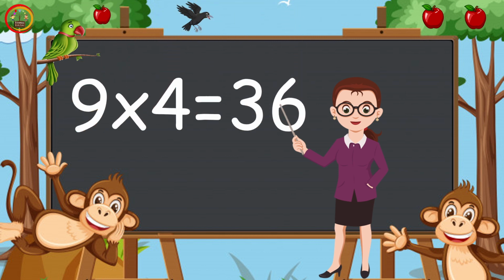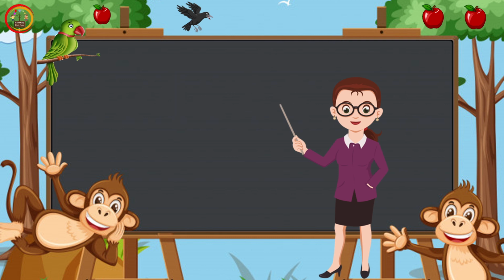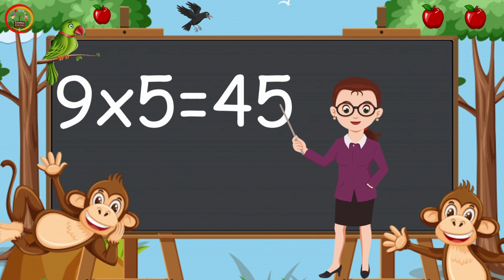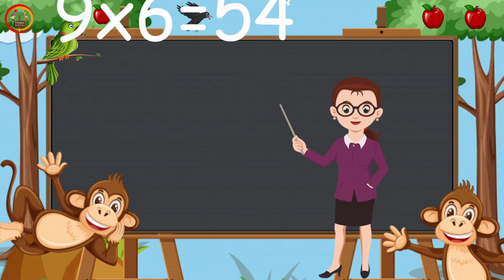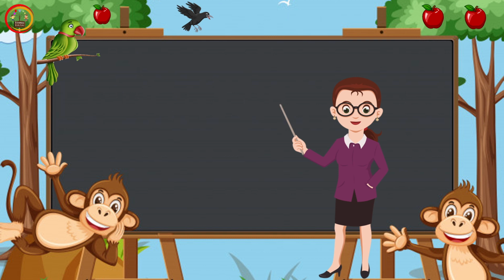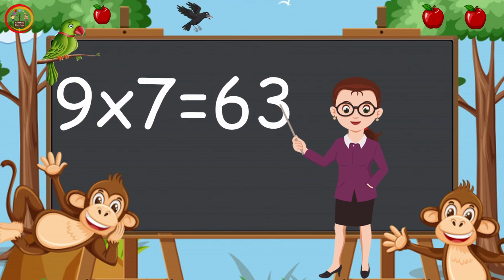9 fours are 36. 9 fives are 45. 9 sixes are 54. 9 sevens are 63.